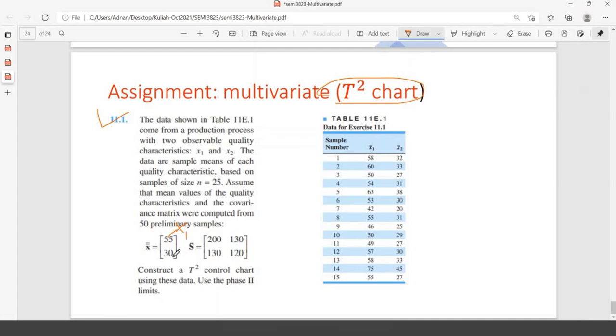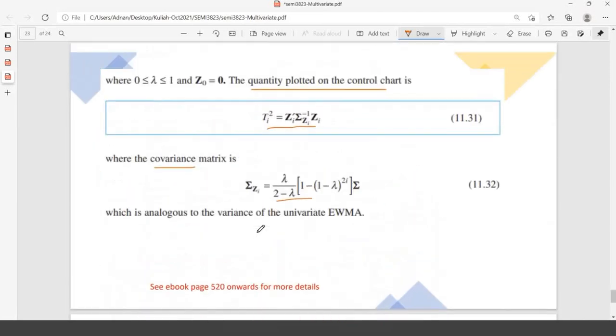Okay, so this is the mean for x2. This is where you are supposed to get it. This value is going to be 55 here, and this is 30. Okay, the grand average. And this is the covariance matrix. Okay, covariance matrix, so it's given here. So I think that's all for this multivariate.